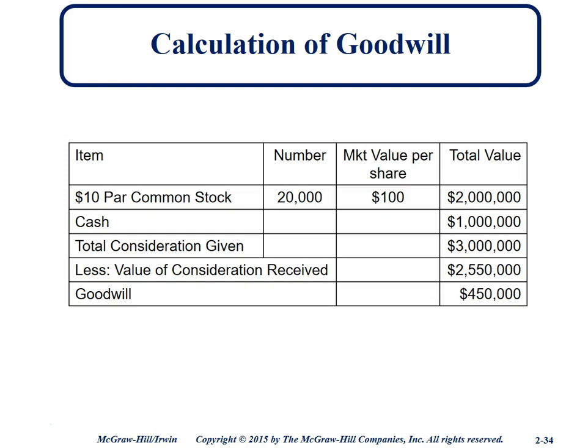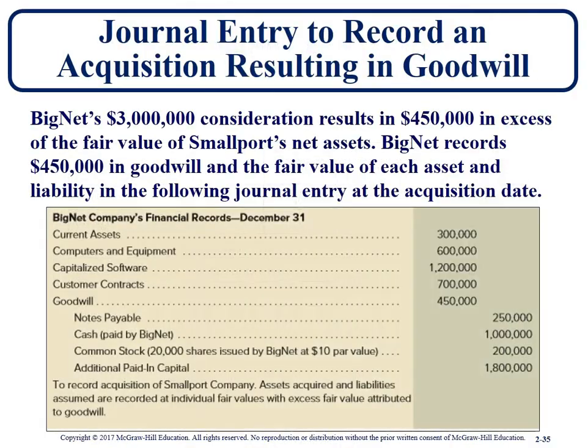They received $2,550,000 in net assets, and that gives them goodwill of $450,000. Okay, so our journal entry is not going to change a whole lot except for what we're doing with goodwill. If you go back and compare this entry to the previous one, there's two real differences. One difference is we now have added goodwill as an asset. So we're going to debit goodwill for $450,000.